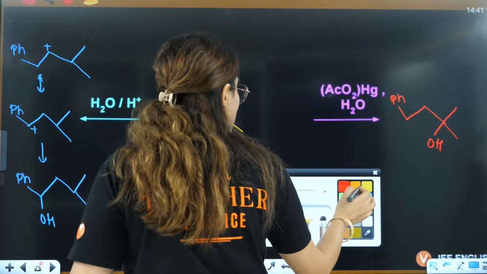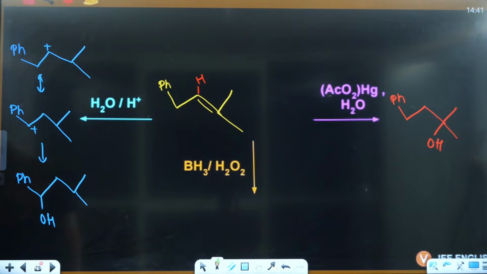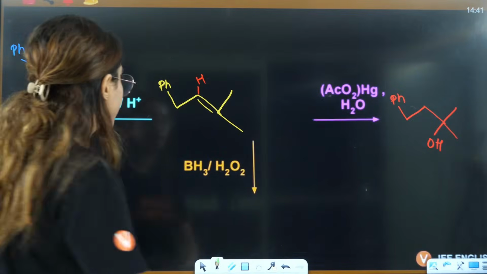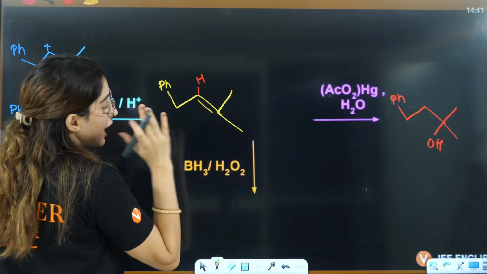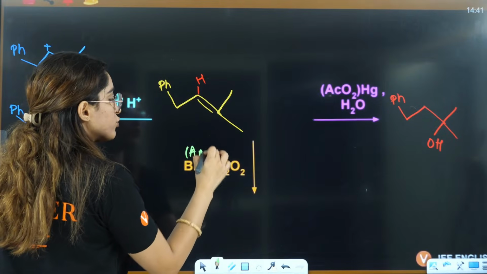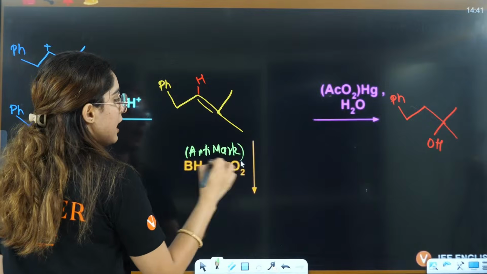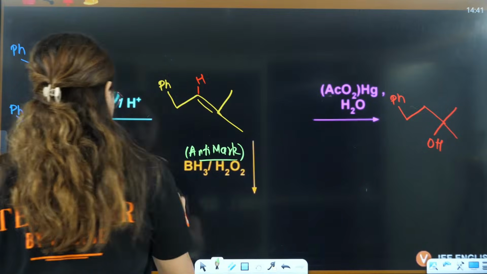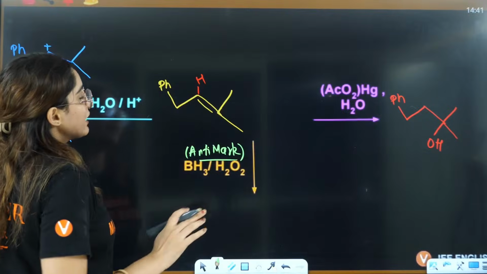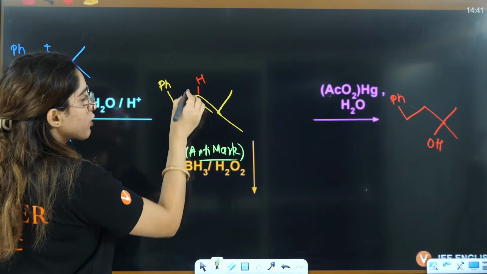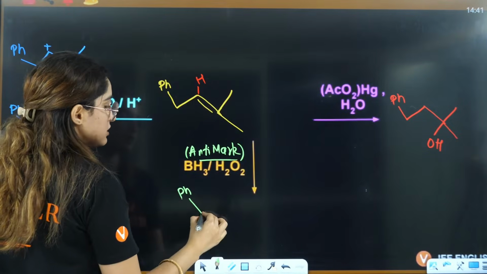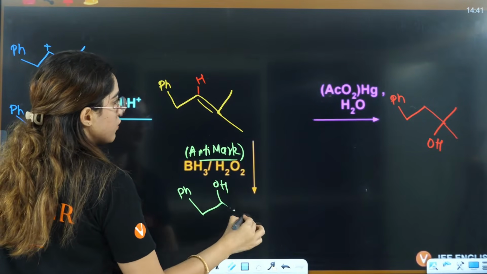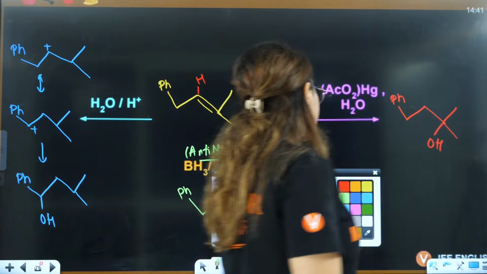In case of hydroboration-oxidation, what will happen everybody? Let's see that. Hydroboration-oxidation, anti-Markovnikov rule is applied. I don't know why the cursor is moving here. I am not asking the cursor to move here, right? I hope so. Now it will not move. So anti-Markovnikov, that means OH goes to the carbon with more hydrogens, and this is going to be your final product.